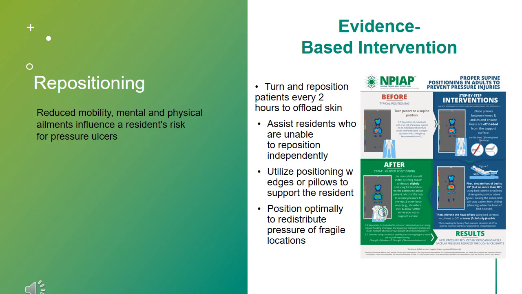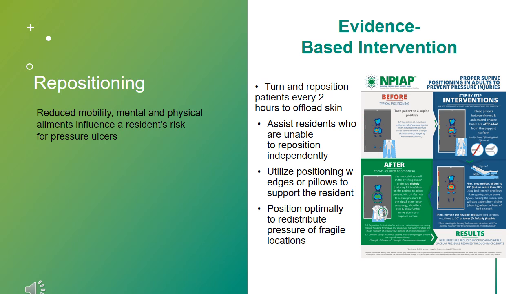The second intervention of the quality bundle is focused on repositioning. Patients with reduced mobility have an increased risk for pressure ulcer development. The nurse should evaluate if a patient is able to change positions independently. If they are unable, this intervention should be ordered and added to their plan of care. All patients who are unable to reposition independently should be turned and repositioned every 2 hours by nursing staff.